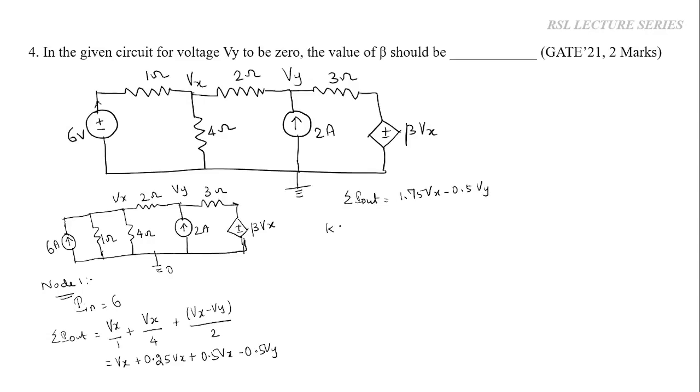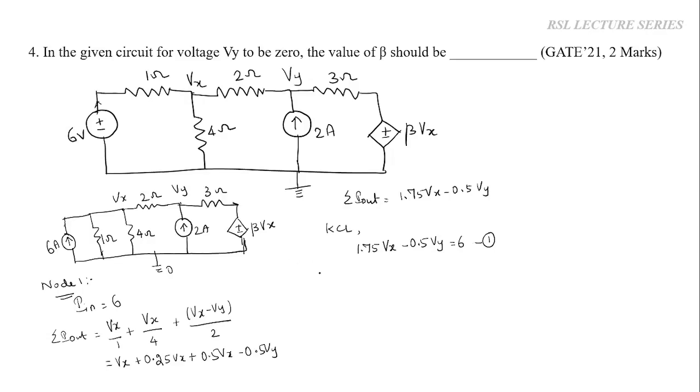So now we have to write the KCL equation. The KCL equation means in a particular node, the sum of the outgoing currents is equal to the sum of the incoming currents. So the KCL equation for this case is 1.75 Vx minus 0.5 Vy equal to 6. So this is equation number 1.